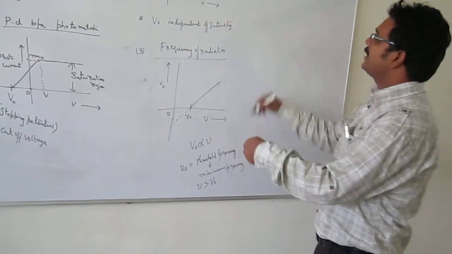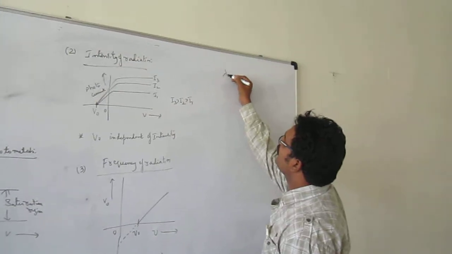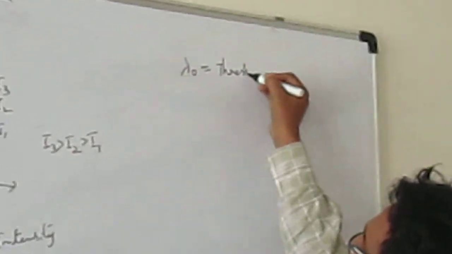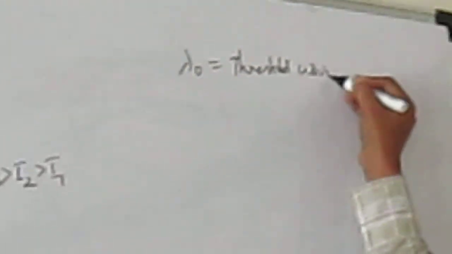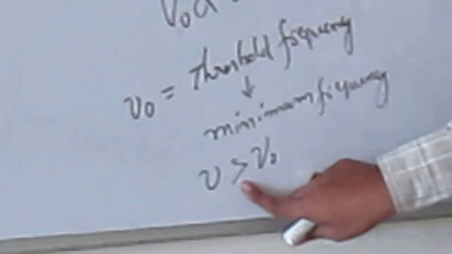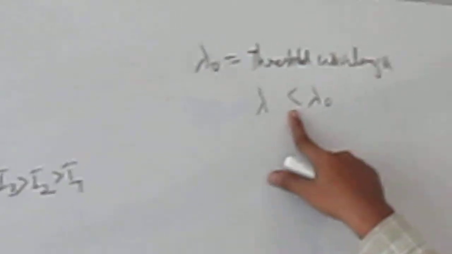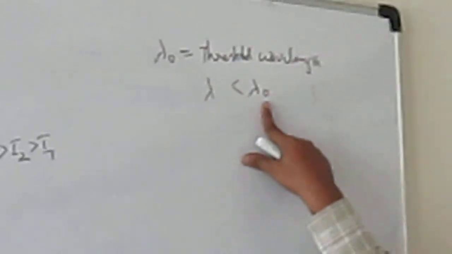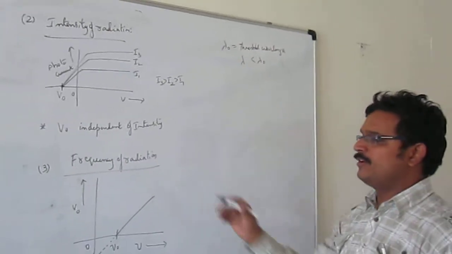Of course, from this we get another point, lambda naught, which is called the threshold wavelength. Here the condition is that the radiation's wavelength should be less than lambda naught. As you know, frequency and wavelength are inversely proportional. As the frequency is greater than nu naught, the wavelength should be less than lambda naught. This is the information you find from frequency of radiation.